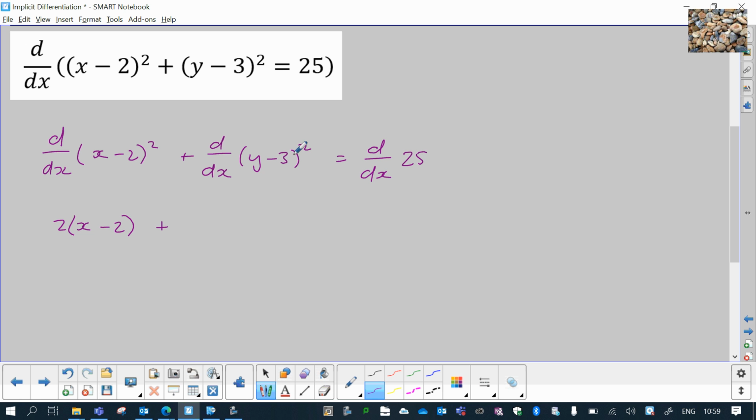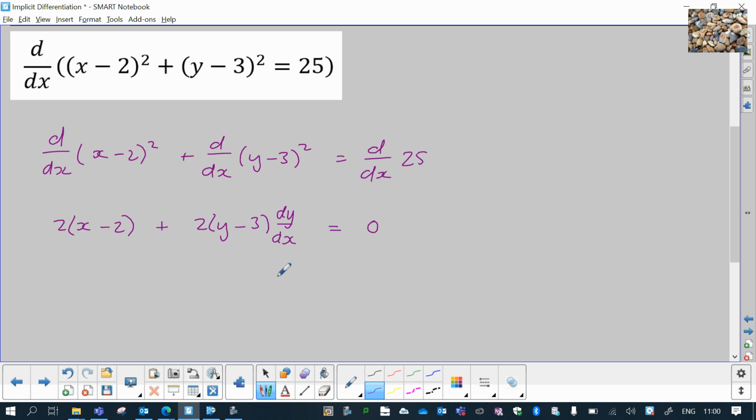So we would end up with 2 lots of (y minus 3) to the power of 1. And then differentiating the bracket as per the chain rule, we would be multiplying by 1. And then we have to remember, because we're differentiating a y, we're multiplying by dy by dx. And if you differentiate 25, you get 0.